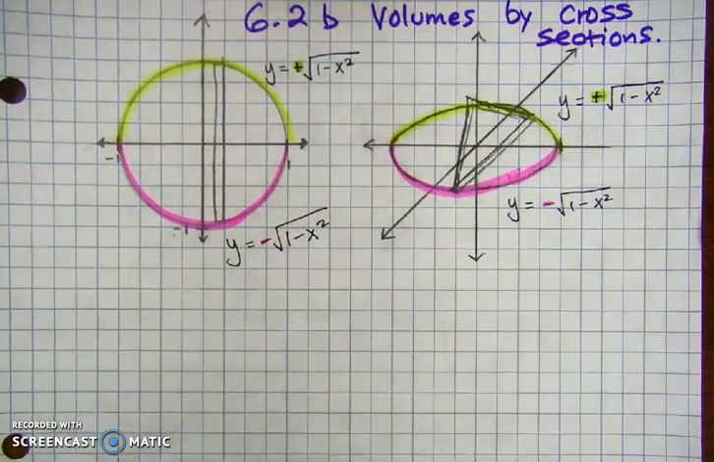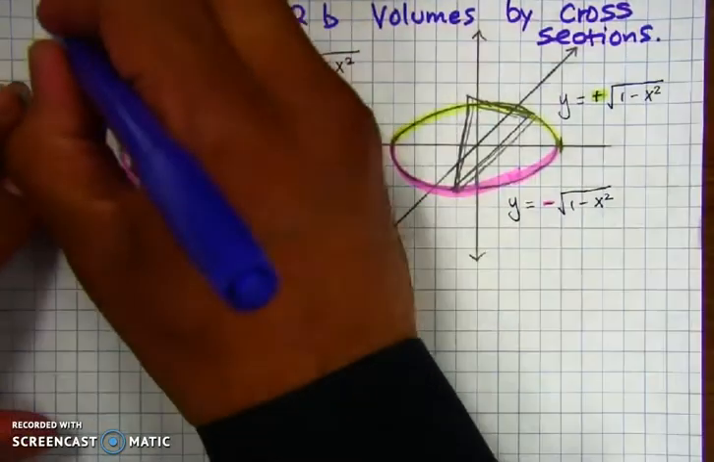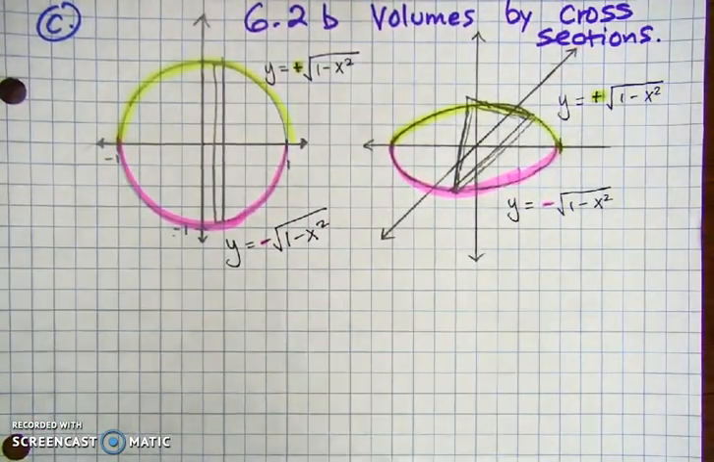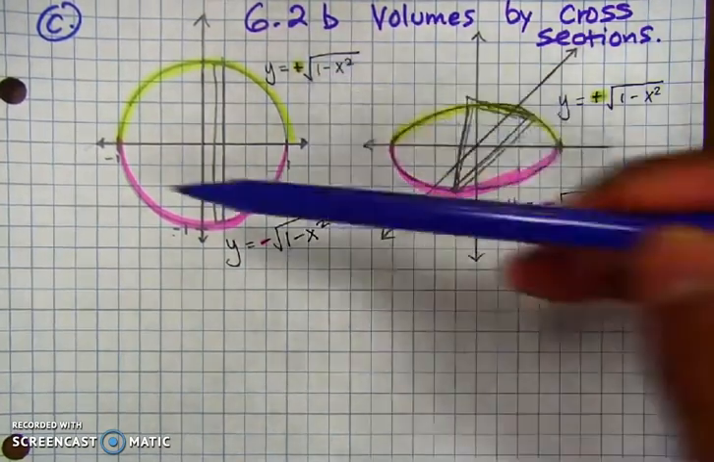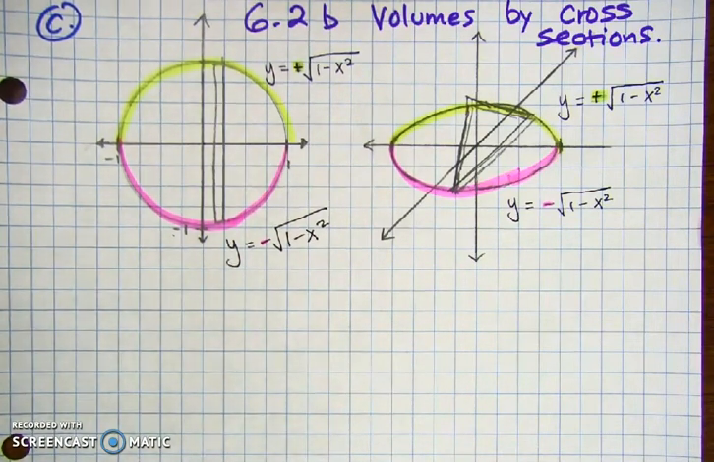Alright, let's go over 6.2b, volumes by cross-section, part C. What you're doing is you are bounded by the circle x squared plus y squared is equal to 1, and you are looking at cross-sections that are perpendicular to the x-axis. These are isosceles right triangles with the hypotenuse on the base.